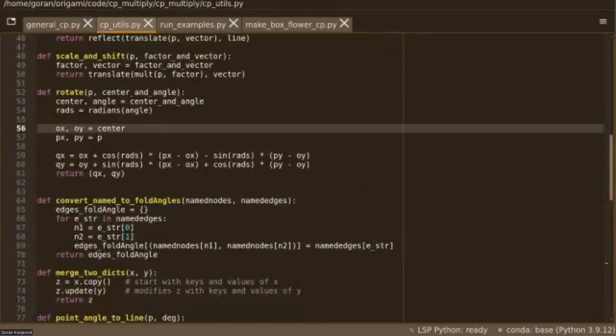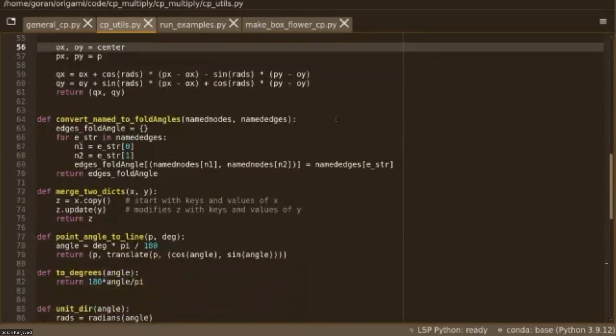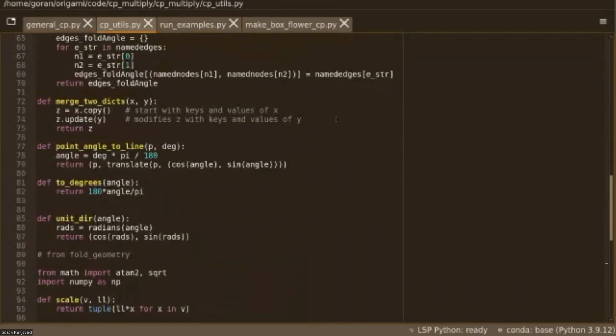Radians are used. Some of that math is used in computing the rotations and things, but I don't really think in radians.